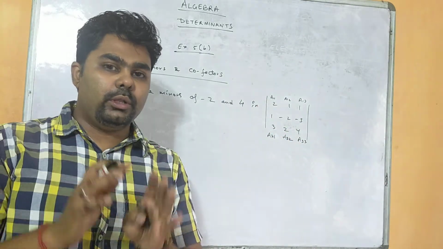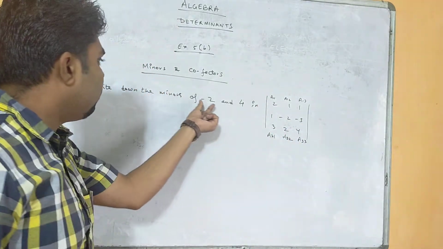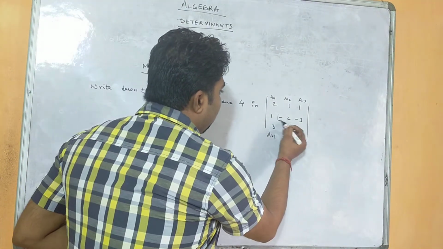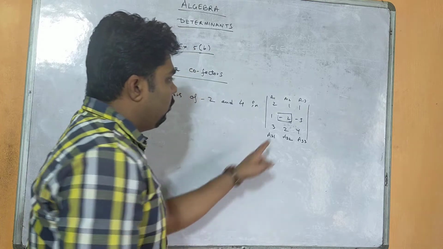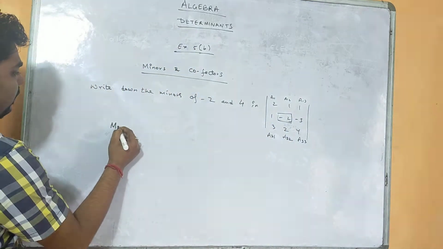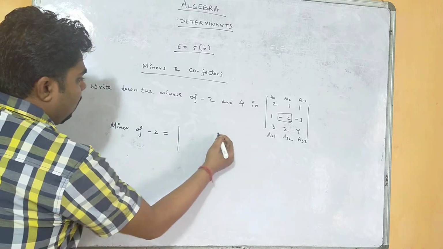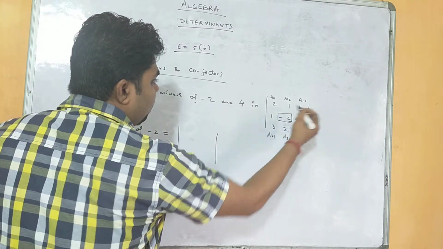Okay, now in the question it is said find the minor of -2. So when I say minor of -2, this is -2 here. So minor of -2 you will be writing like this. Minor of -2 equals, you will hide the corresponding row and corresponding column.